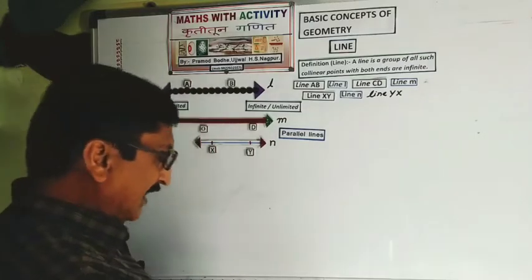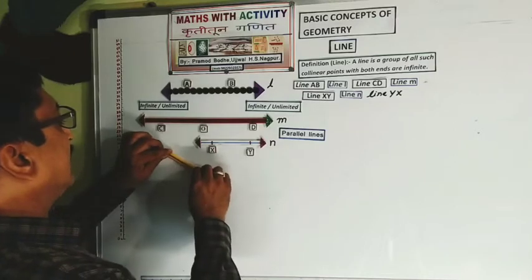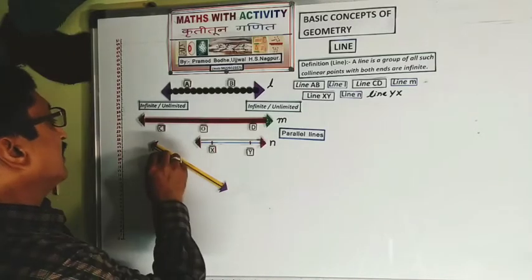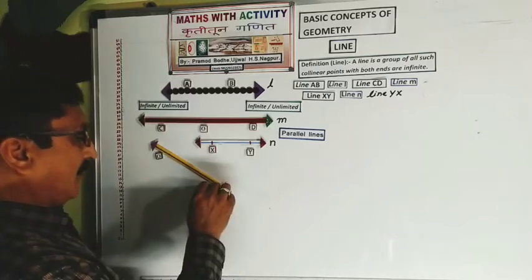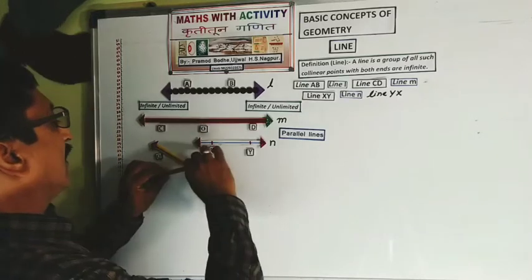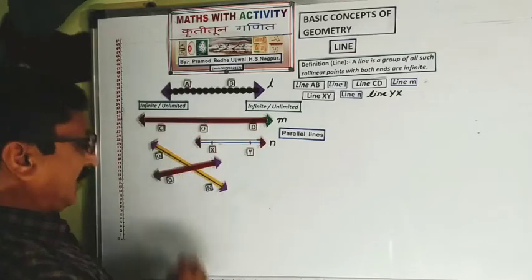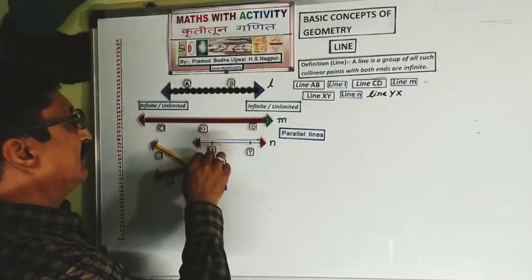But whenever there are 2 lines again, say this is a line, let's give a name to this line, this is a point O, and this is a point say N, and the other line I am taking here, say this is a point Q, and this is a point say Z.